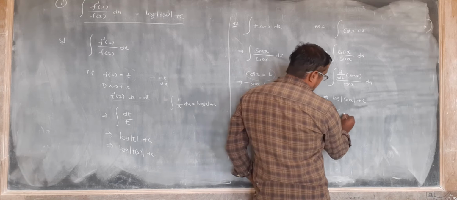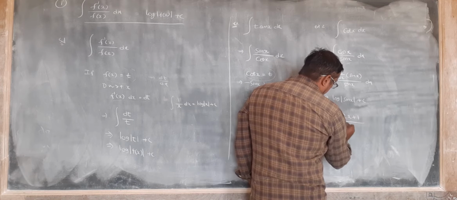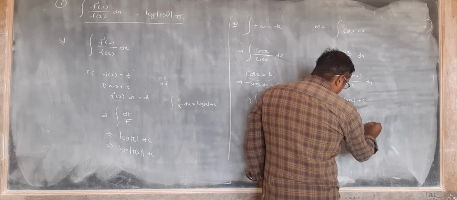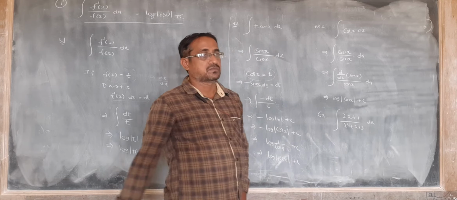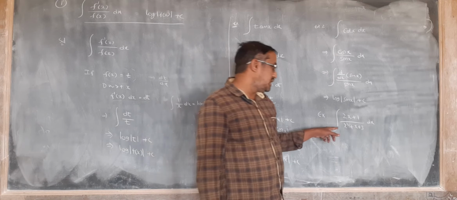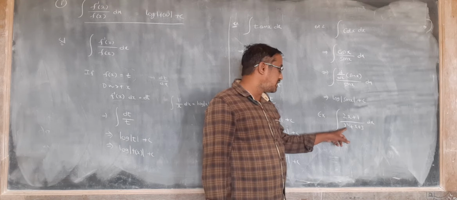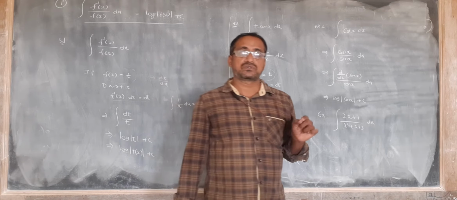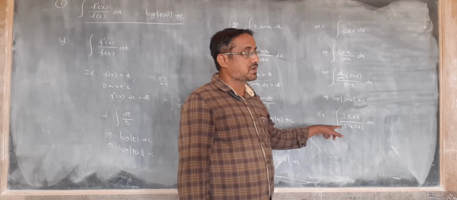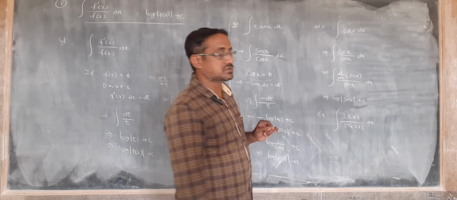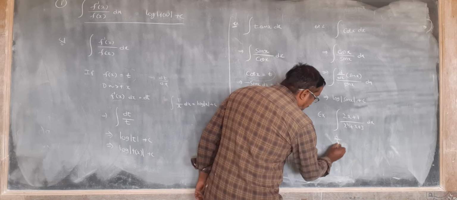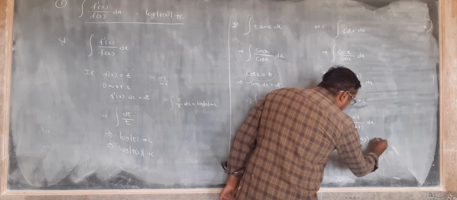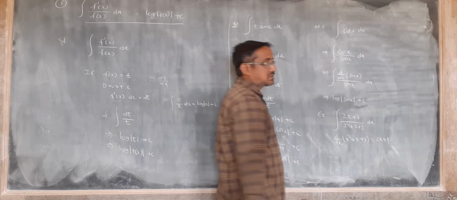You can see another simple integral. If this is given like this, integral 2x plus 1 by x square plus x plus 3 dx. Now this is the given problem. Now observe the derivatives. Derivative of x square plus x plus 3. Derivative of x square is 2x. Derivative of x is 1. Derivative of 3 is 0. So the derivative of x square plus x plus 3 is obviously 2x plus 1.